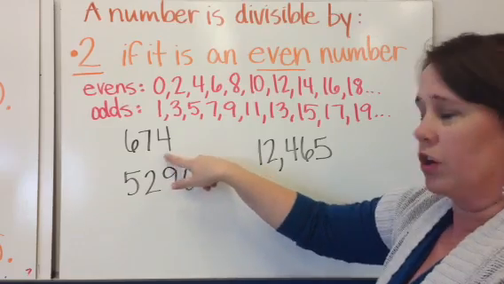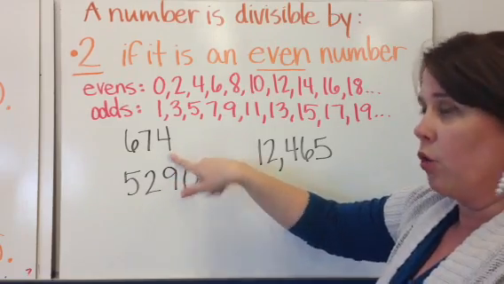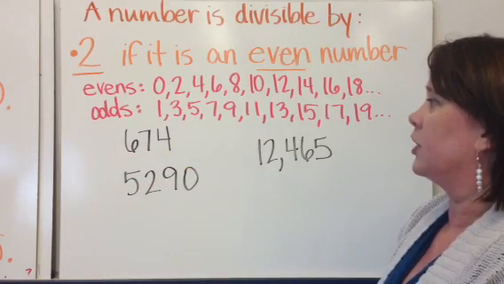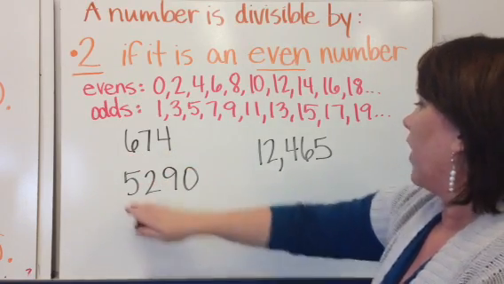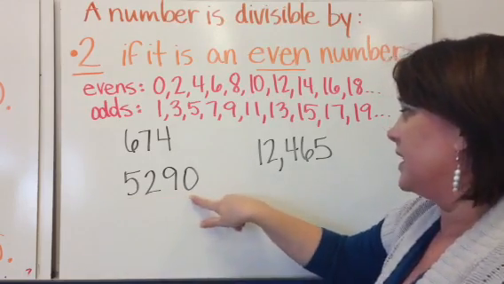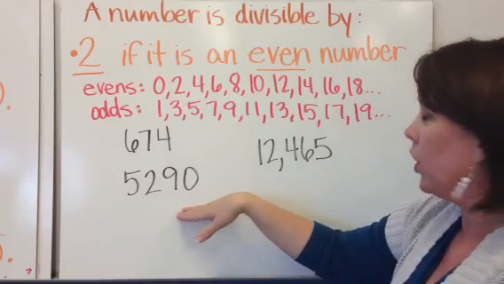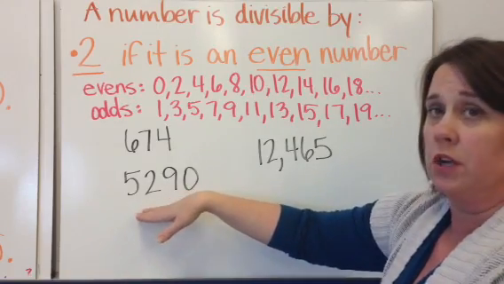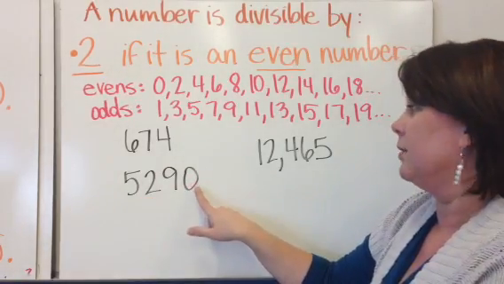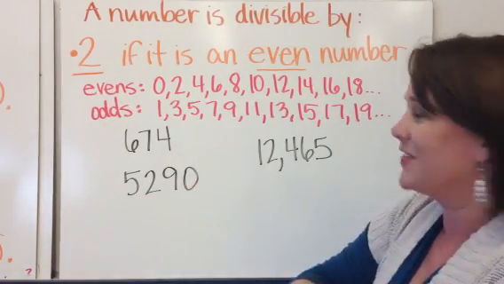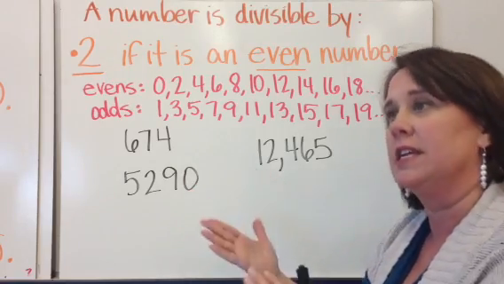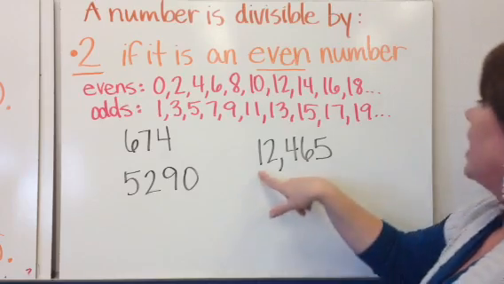674. 4 is an even number, so we know, without even having to work it out, that 2 will go into 674. 5,290. This 0 makes this an even number, and so we know that 2 goes into it. We also know that 10 goes in because it ends in a 0 here, and we also know that 5 goes in because it ends in a 0, and a number that's divisible by 5 ends in a 5 or a 0.